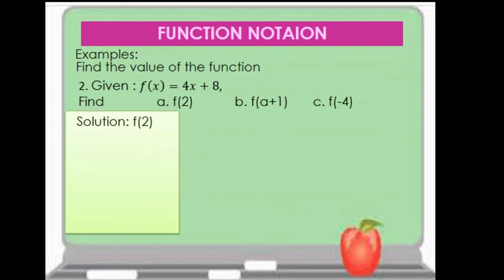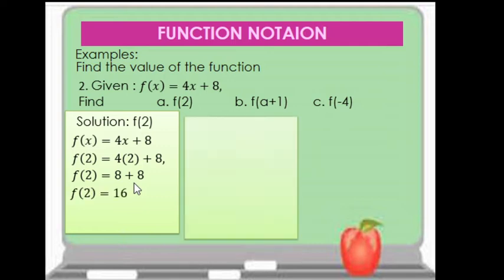Okay, so solution for f of 2. So we have the function f of x is equal to 4x plus 8. Again, we're going to substitute the value of x, which is 2. So f of 2 is equal to 4 times 2 plus 8, and 4 times 2 is equal to 8 plus 8. So f of 2 is equal to 8 plus 8. Therefore, f of 2 is equal to 16.